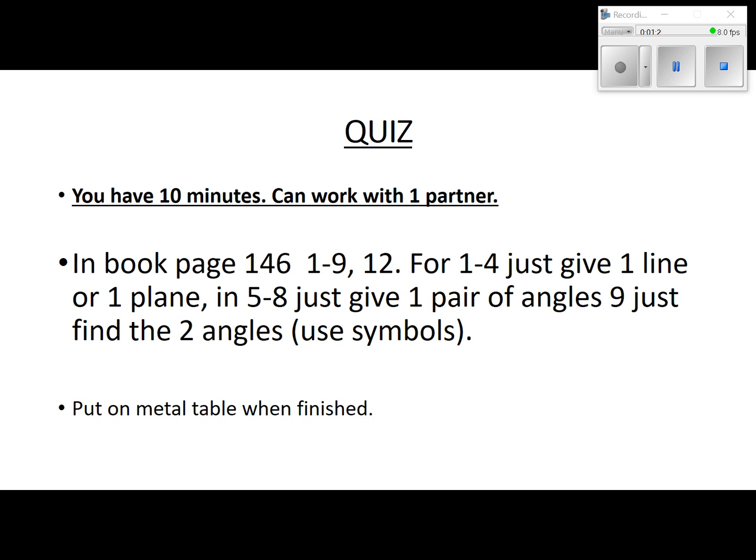Number 12, you do need to give a theorem. Give a reason. And that reason is going to be a theorem. Don't give me a number. Write it out. So you might say something like this: if alternate interior angles are congruent, then the lines have to be parallel. You're going to write out something like that on number 12. Go ahead and begin.